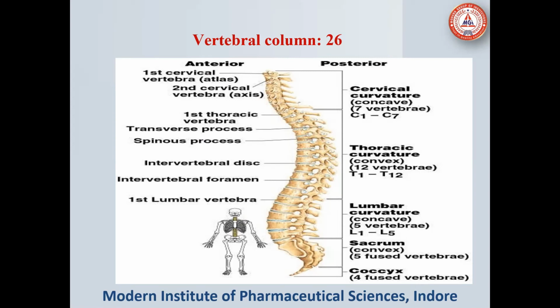Now, first of all, the cervical vertebrae or cervical curvature. These are the smallest vertebrae. The transverse processes have a foramen through which a vertebral artery passes upward to the brain. The first two cervical vertebrae are the atlas and the axis.